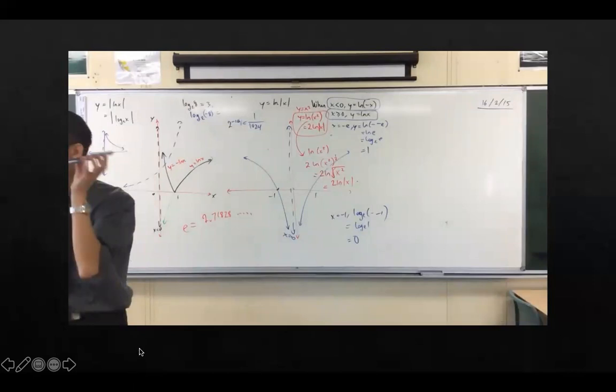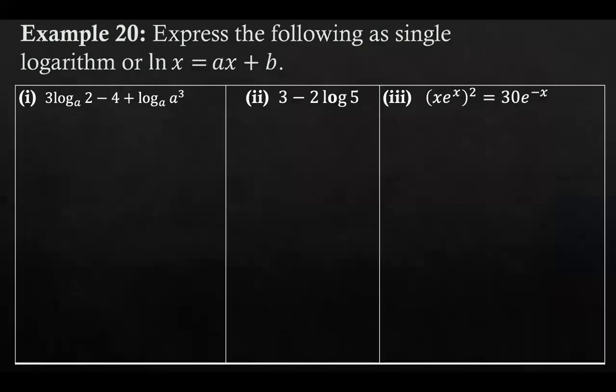Now we can go to the next slide. Okay, the solved problem. Express the following as a single logarithm. So let's solve it. Number 1: 3 log to the base a of 2, minus 4, plus log to the base a of a to the power 3. What we do is the 3 in front you need to make it become the power, and then the 4 you need to add log base a of a. All right, so what you do is like this.